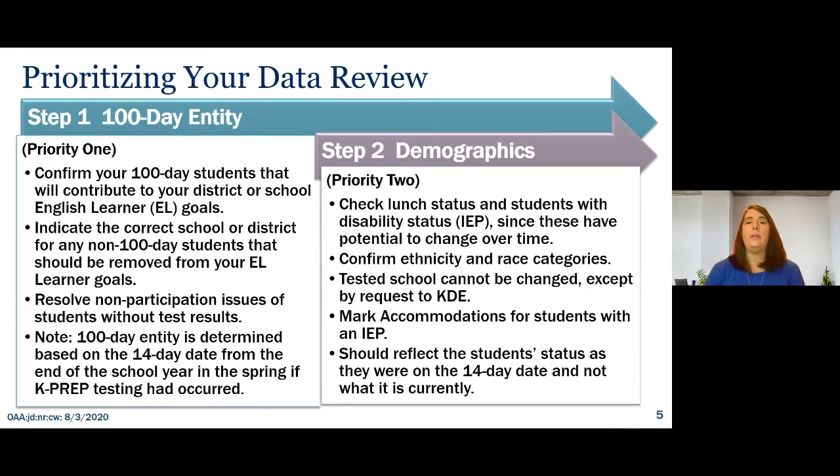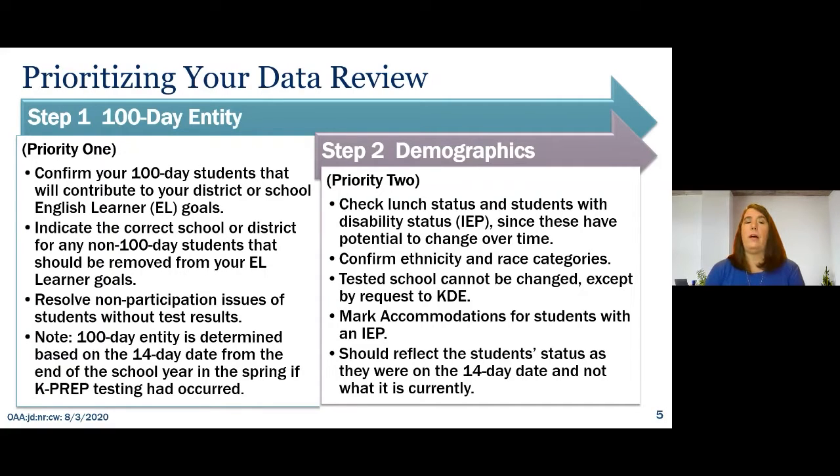During your data review for ACCESS and Alternate ACCESS, you're going to have two things to do. Step one is to identify your 100-day students and confirm those students who will contribute to your district or school English learner goals. You also want to indicate the correct school or district for any non-100-day students that should be removed from your EL goals.